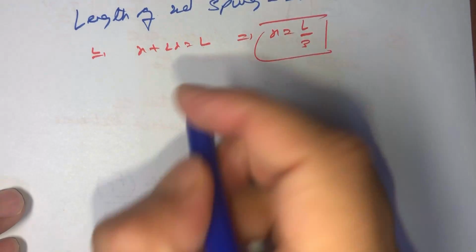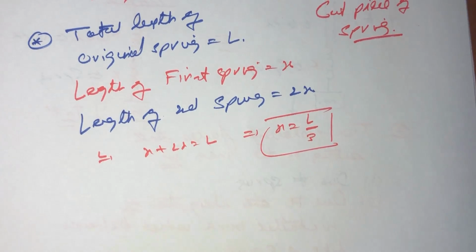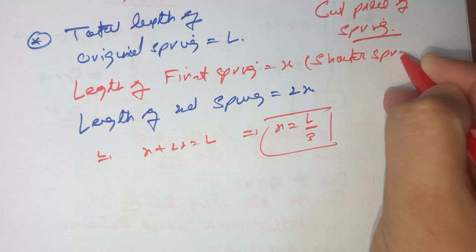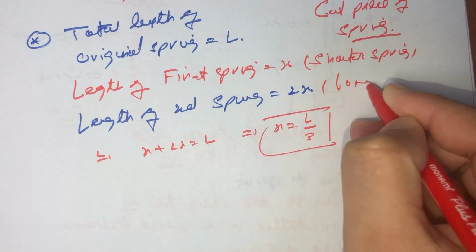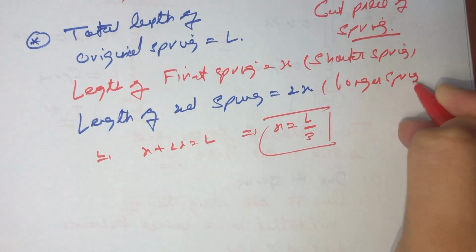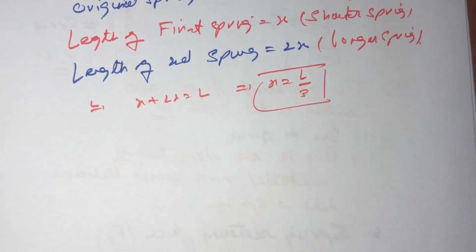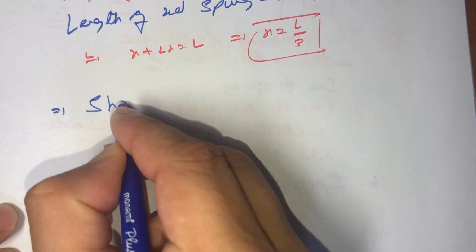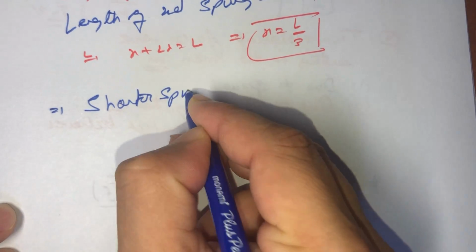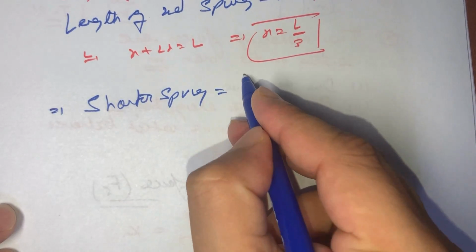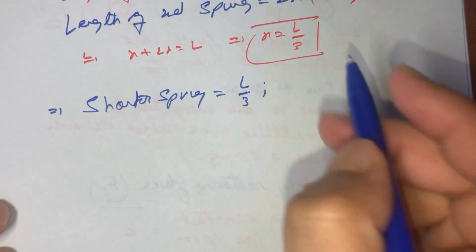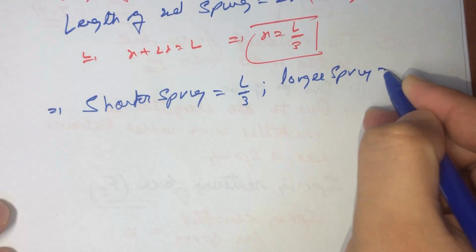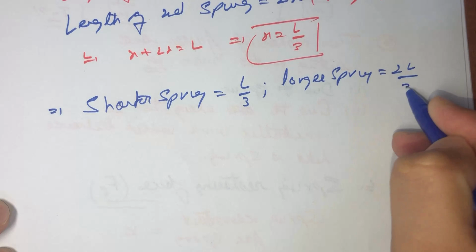Okay. So the first spring we can also call the shorter spring. This is our shorter spring and this is our longer. So we can say, therefore, shorter spring will be equal to L by 3 and longer spring will be equal to 2L by 3.